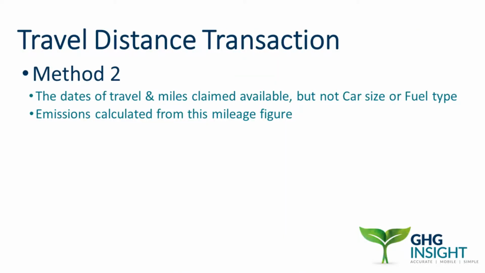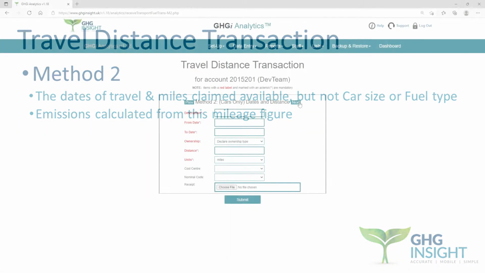Method 2. We use this information when the total miles claimed can be obtained from the expenses system, but not the vehicle size or fuel type. As we do not know the size of car or the fuel type, the system uses the government factor for average car and unknown fuel type to calculate the emissions.